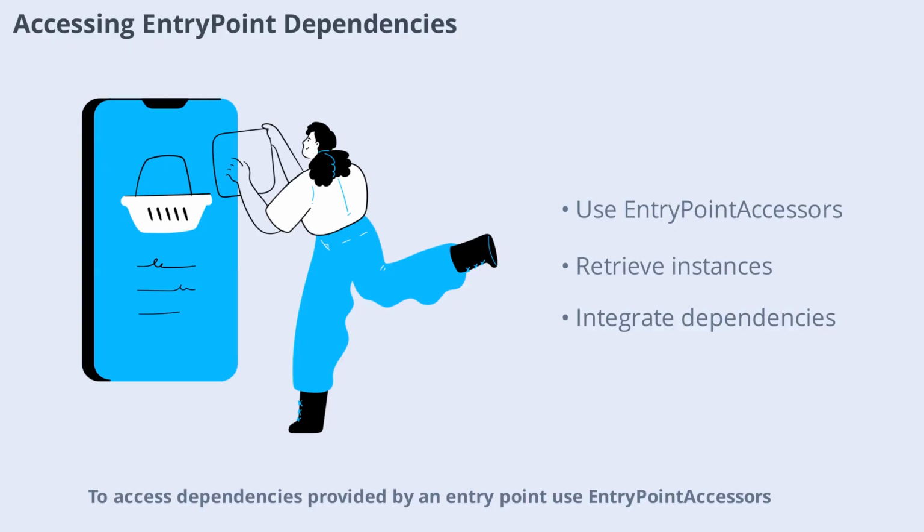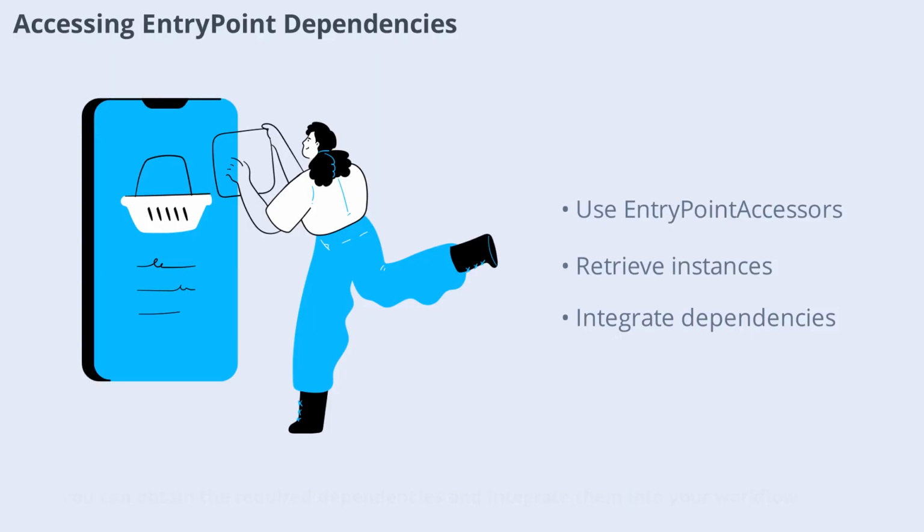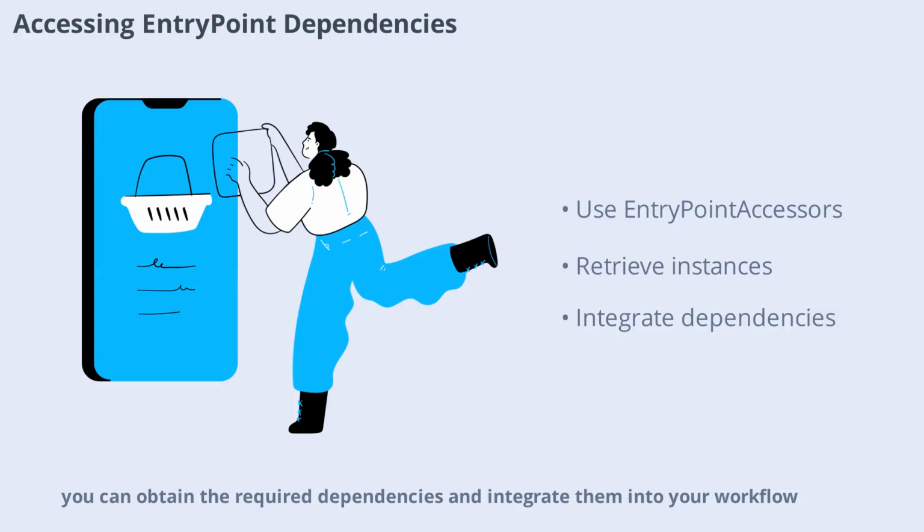To access dependencies provided by an entry point, use EntryPointAccessors. This utility allows you to retrieve instances from the entry point interface, making it possible to inject dependencies into classes that aren't Android components. By passing the appropriate context or component, you can obtain the required dependencies and integrate them into your workflow.